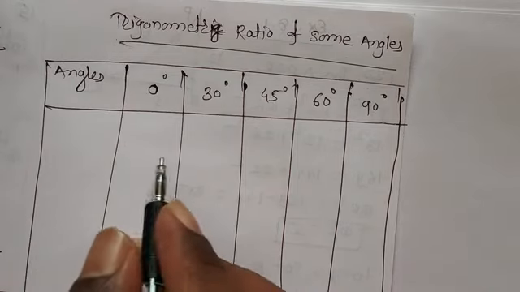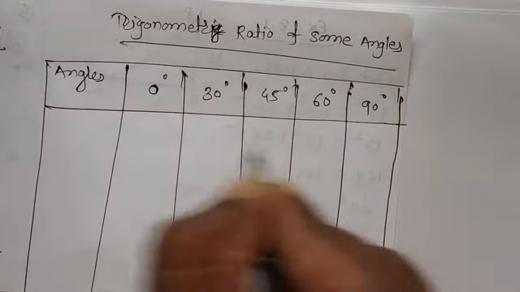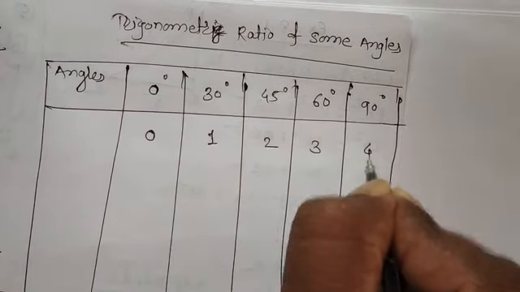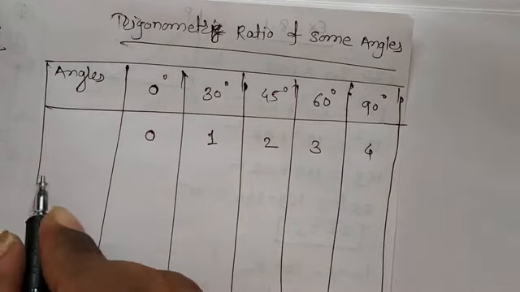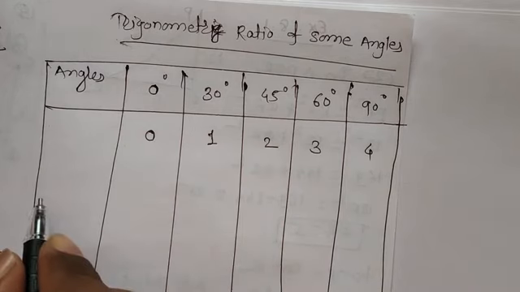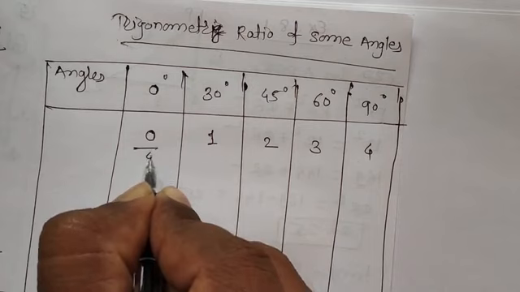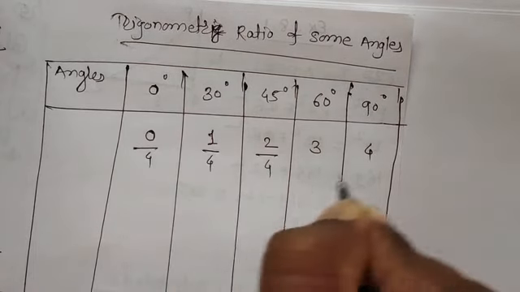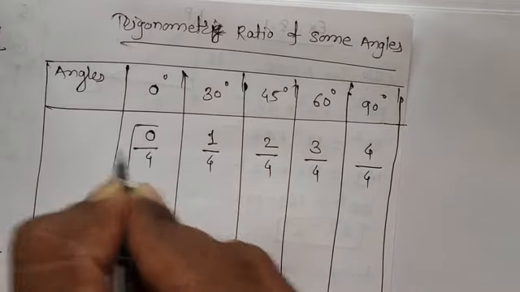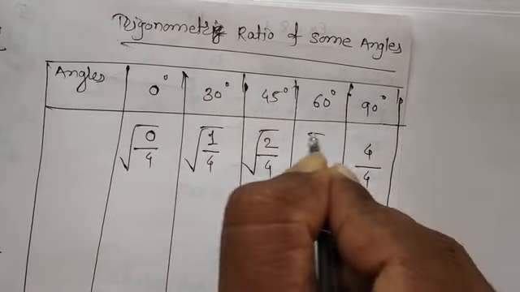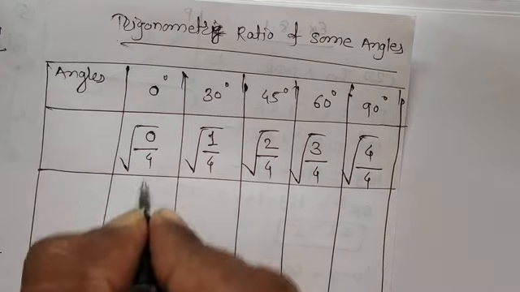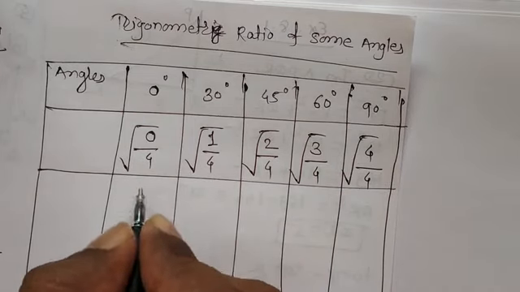Now when you learn, just arrange the values, that is 0, 1, 2, 3, 4. So first we just write the numbers. Then divide each term by 4, and take a square root. What is the answer? 0 by 4, that is 0. Square root of 0 is 0.